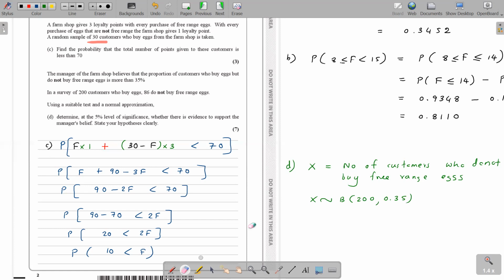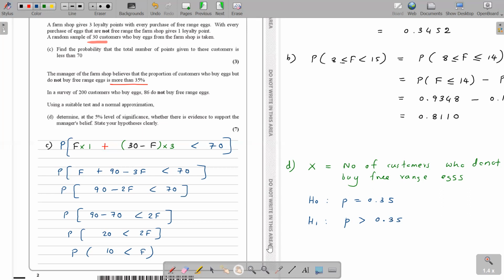Actually, before we do this, we should write the hypothesis. H naught is probability equal 0.35. In H naught, we always write the hypothesis with the equal mark. H1 has three formats: either P is not equal to 0.35, or P greater than, or P less than. Here they say very clearly that the manager of the farm shop believes that the proportion of customers who buy eggs but do not buy free range eggs is more than 35%. So he clearly says it's more than. Therefore, we need to test it with the hypothesis. He believes that the probability might be more than 35%.